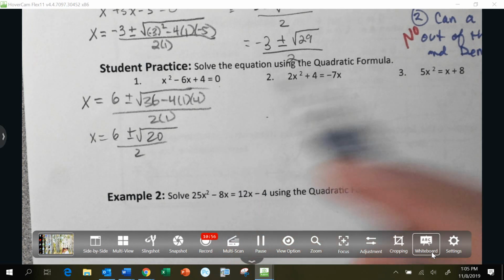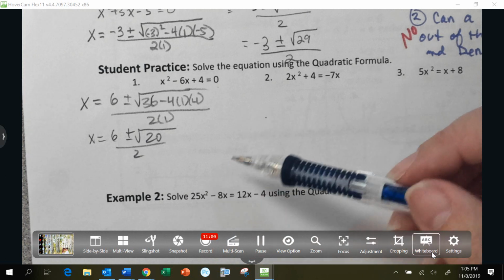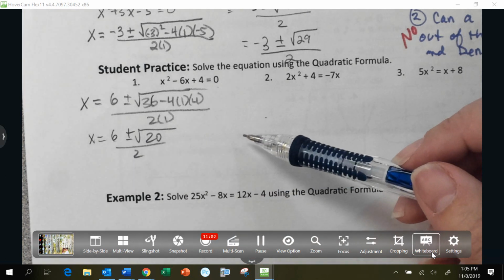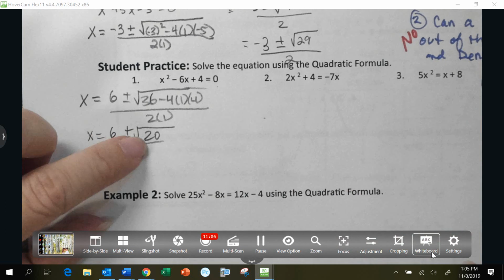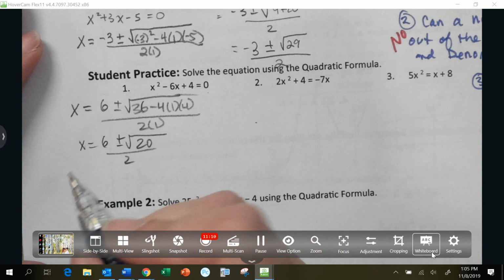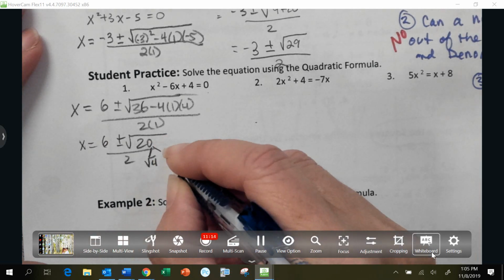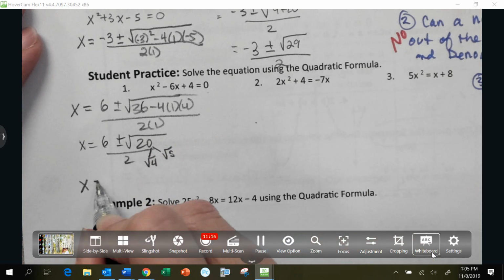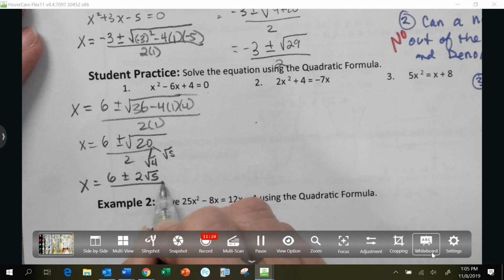So we need to go through our questions. The first question is whether the square root can be simplified or not. Can it be simplified? Yeah, the square root of 20. It can be simplified, right? Okay. So if I simplify that square root of 20 to square root 4 times square root 5, we now have 6 plus or minus 2 square root 5 over 2.